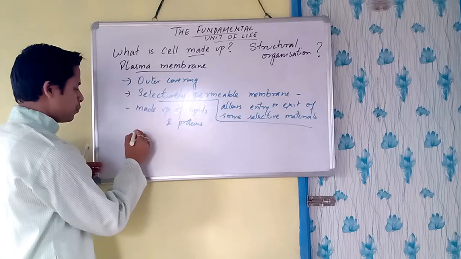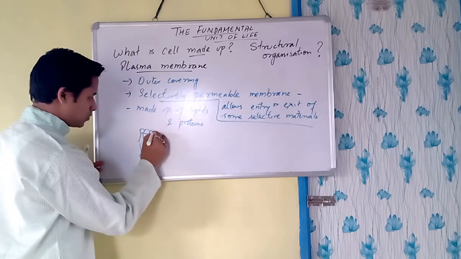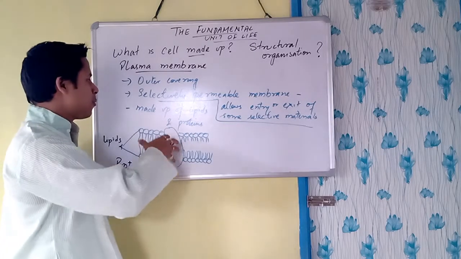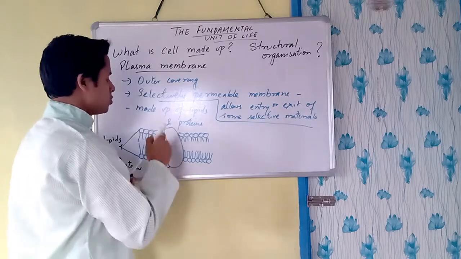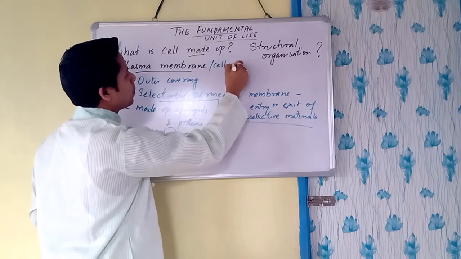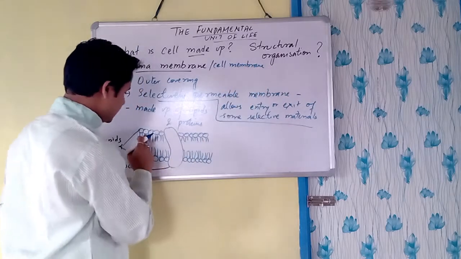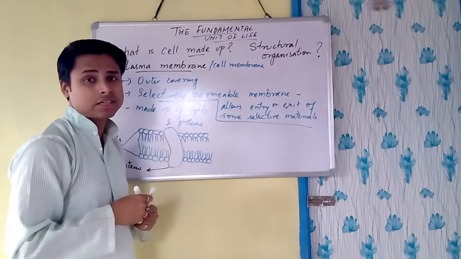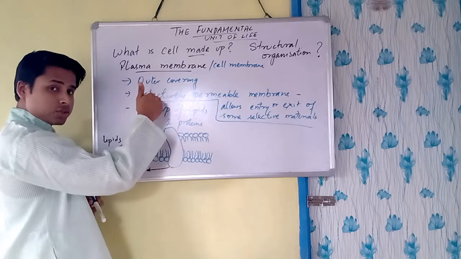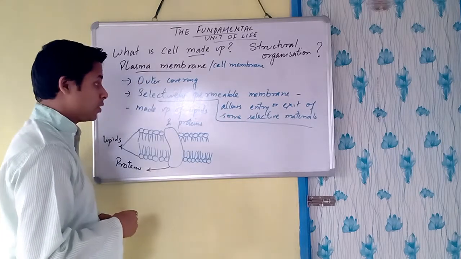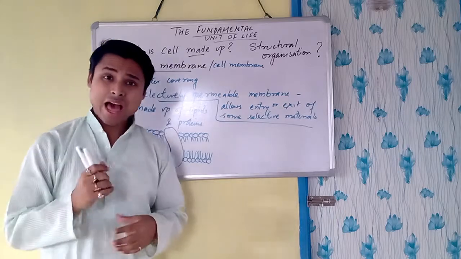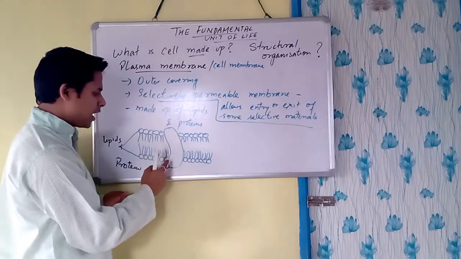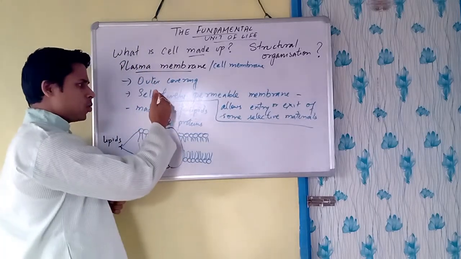Now if we see the structure, this is the structure of the plasma membrane, or we can also call this plasma membrane the cell membrane. And this is the lipid structure, the bilipid layer, and this is protein. Through this protein only the selective materials get transferred inside the cell, or come outside the cell into the environment. Like this, the cell membrane allows the entry or exit of materials.